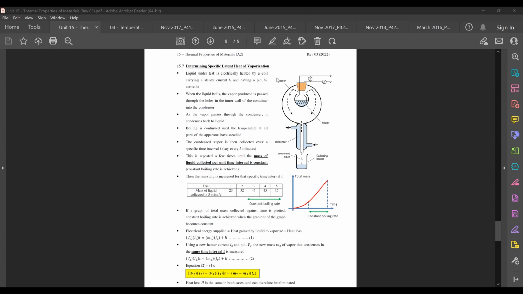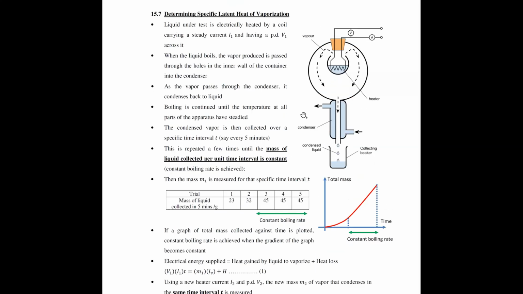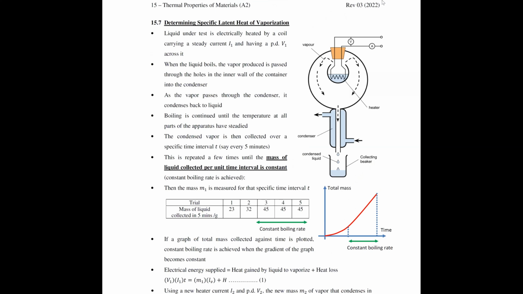Now, if you just look at page 8 of your notes, this one is describing how you would determine the specific latent heat of vaporization, how you would determine the amount of heat that is required to cause a phase change from liquid to gas. Okay, so how you will do this is by doing something like this.